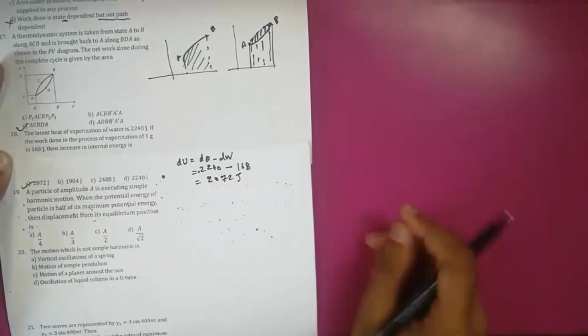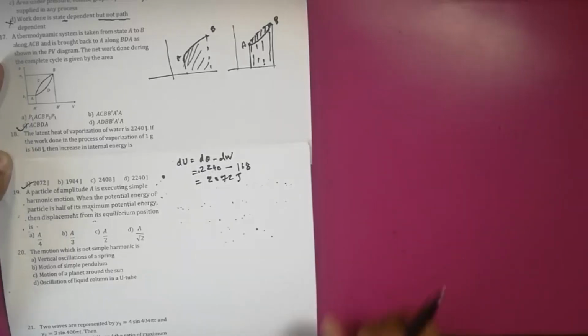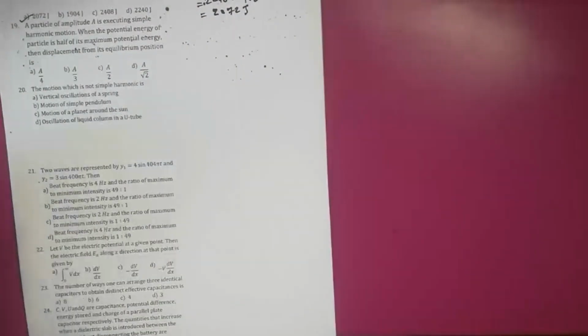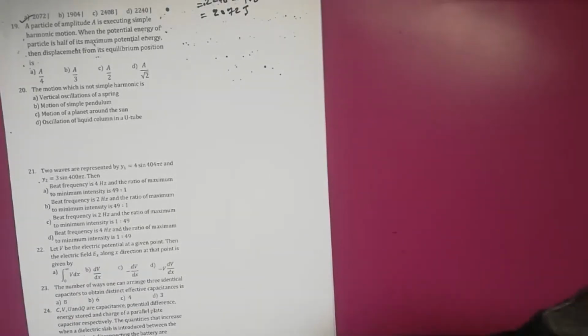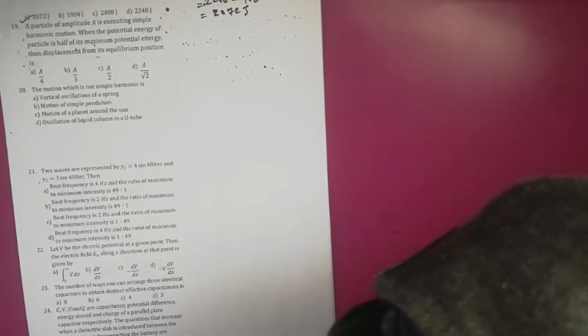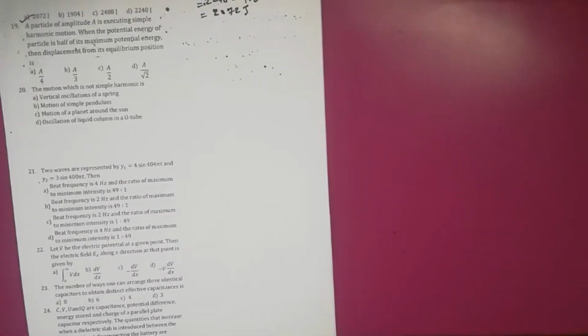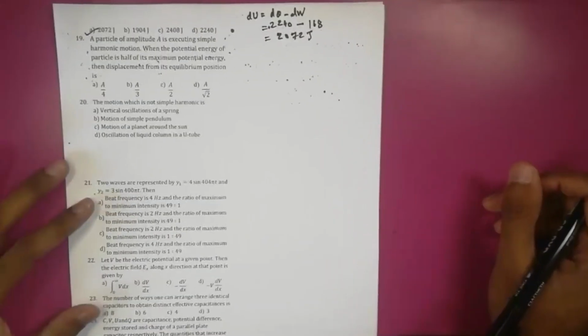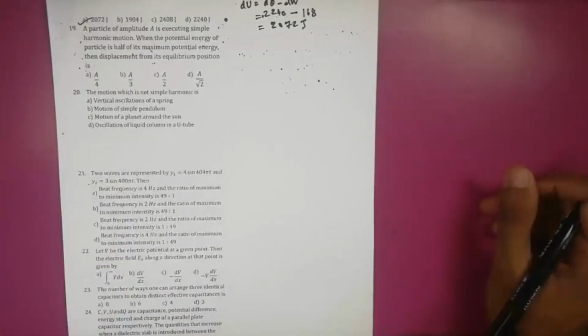Alright, let's move on to the next question. A particle of amplitude A is executing a simple harmonic motion. When the potential energy of the particle is half of its maximum potential energy, then the displacement from its equilibrium position is given by any of the options.